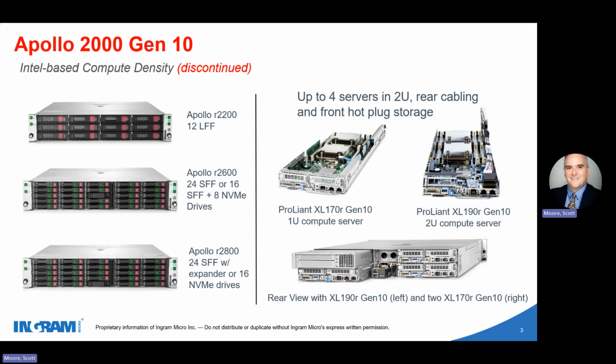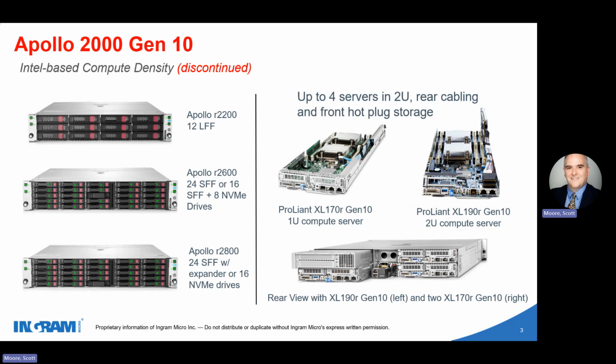There was the XL170R, which was available in a Gen 10. So this used the first or second generation Intel Scalable Xeon processors. This was half an Apollo 2000 wide and 1U tall. So I could fit 4 of these in there, 2 wide and 2 tall. On the right, we have the ProLiant XL190R. This was a 2U tall server, still dual Xeon capable, but I could only fit 2 of them in there, one on the left side of the chassis and one on the right.